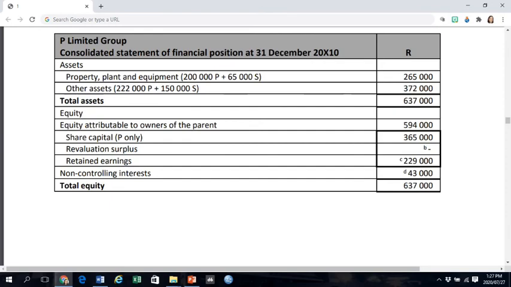Let's now have a look at the consolidated statement of financial position at 31 December 20x10. Next to the property, plant and equipment line item, I apply my basic principle, 100% P plus 100% S. Here you can now see that I'm not changing the land, which is measured at 65,000 Rand in the separate financial statements of S for group statement purposes. That is also the correct value in the group.